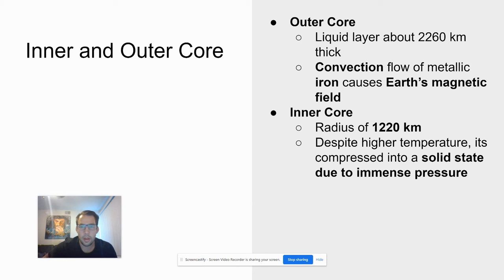The inner core is solid. Despite it being the hottest layer of the Earth, there's so much pressure that it's being compressed into a solid.